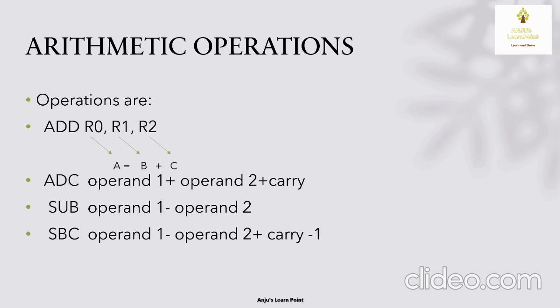Next is the subtraction operation. The first operation in subtraction is SUB, operand 1 minus operand 2. That is, the SUB instruction subtracts the contents in the two registers and stores the result in a third register. Another variant of the subtraction operation is SBC, where a carry is involved, and the operation follows operand 1 minus operand 2 plus carry minus 1, and the result is stored in a third register.